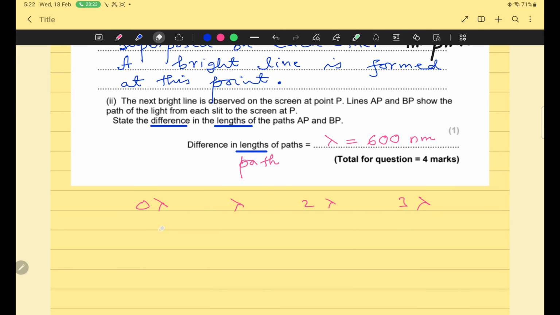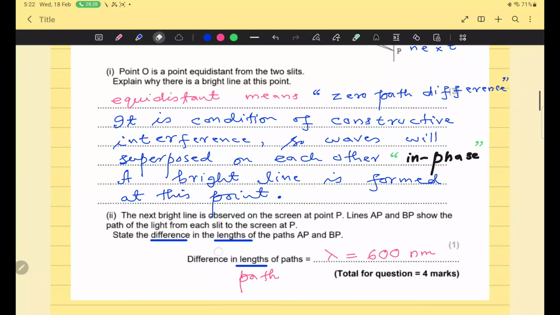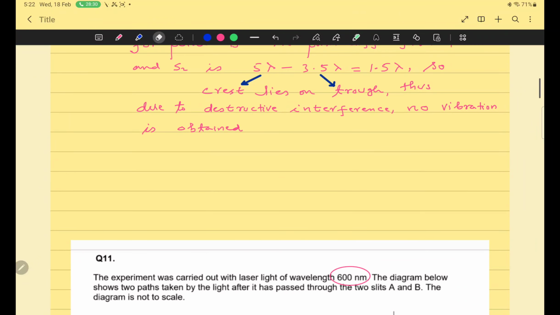Path difference is 600 nanometer. Okay, so this question is completed.